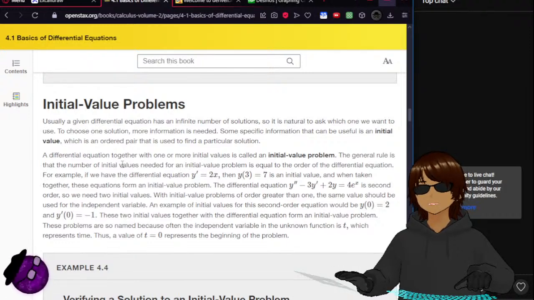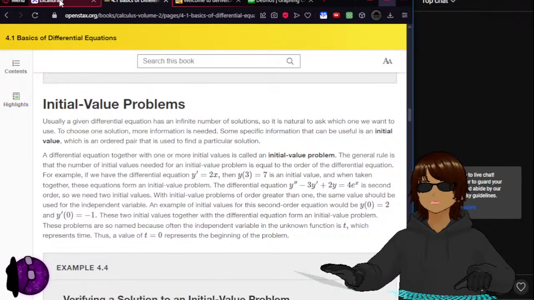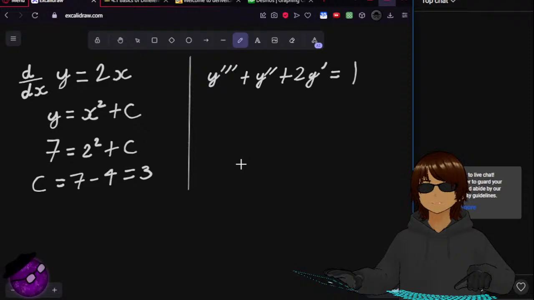The general rule is that the number of initial values needed for an initial value problem is equal to the order of the differential equation. It wouldn't one initial value be enough?